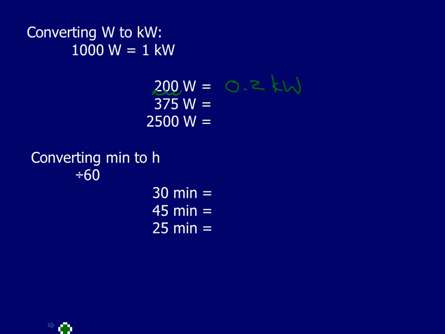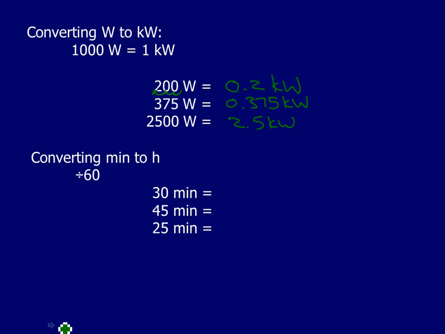So what would 375 watts be as kilowatts? 0.375 kilowatts. Are we getting the idea? 2,500 watts? Yep. 2.5 kilowatts. So that's a pretty easy conversion. Boom, boom, boom. Move it over 3 times.